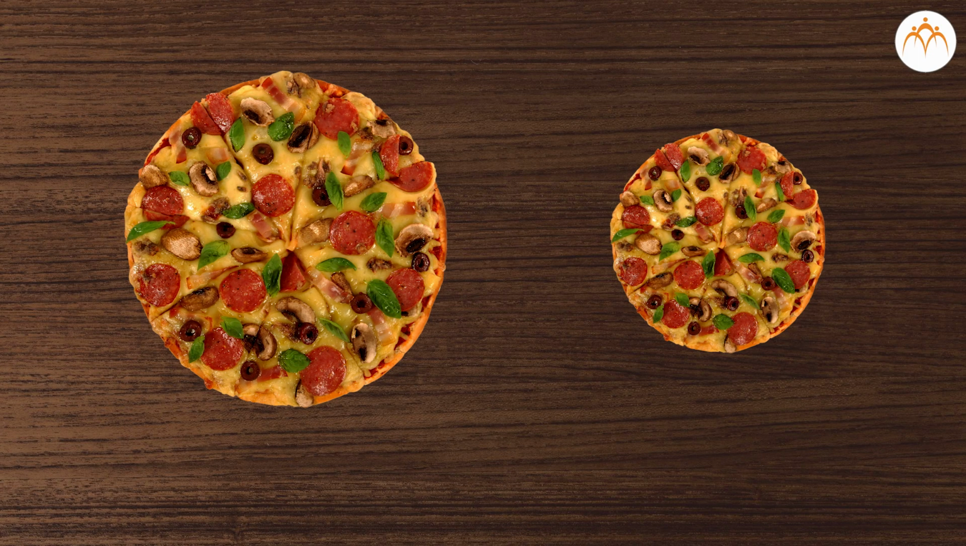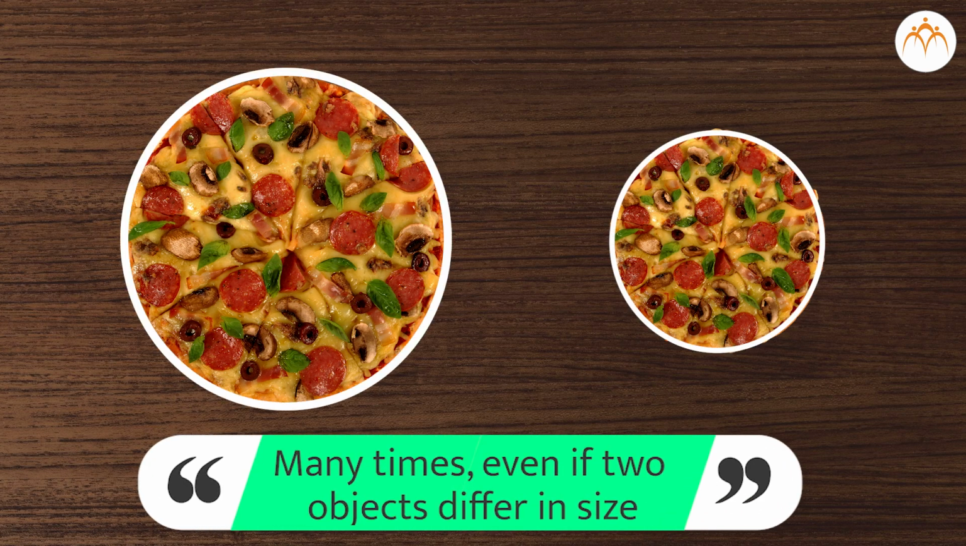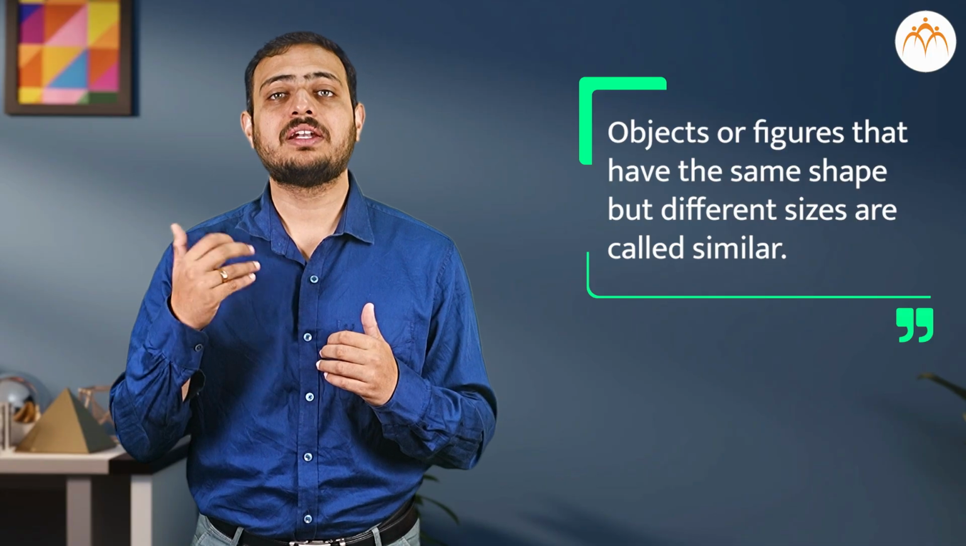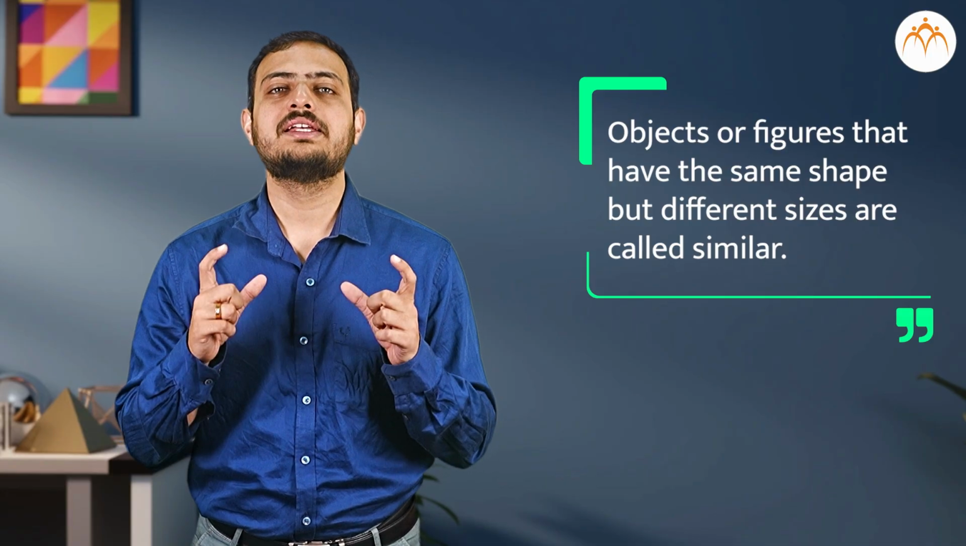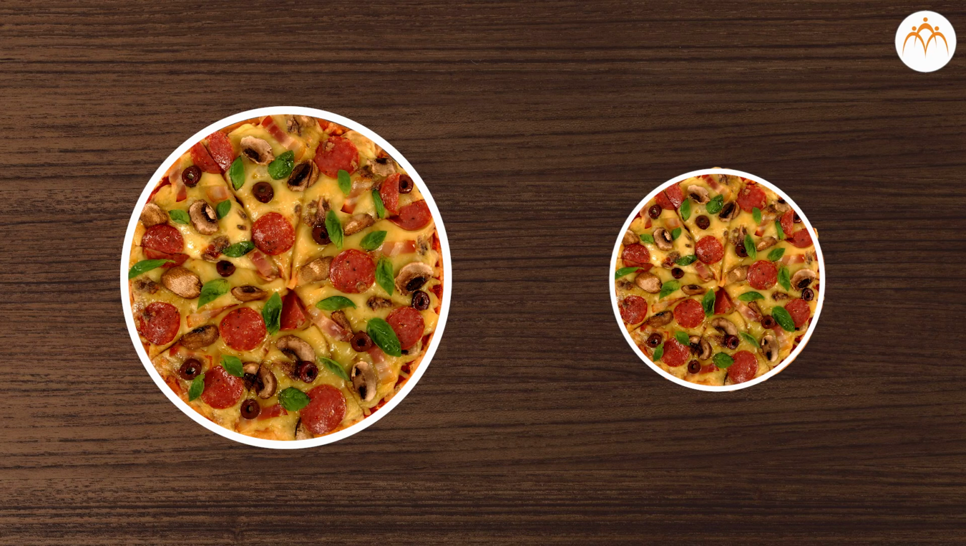Many times, even if two objects differ in size, their shapes appear the same because there is a proportional relationship between them. Objects or figures that have the same shape but different sizes are called similar. Naturally, similar figures look alike, the only difference is in their size. This difference too is in a fixed proportion.